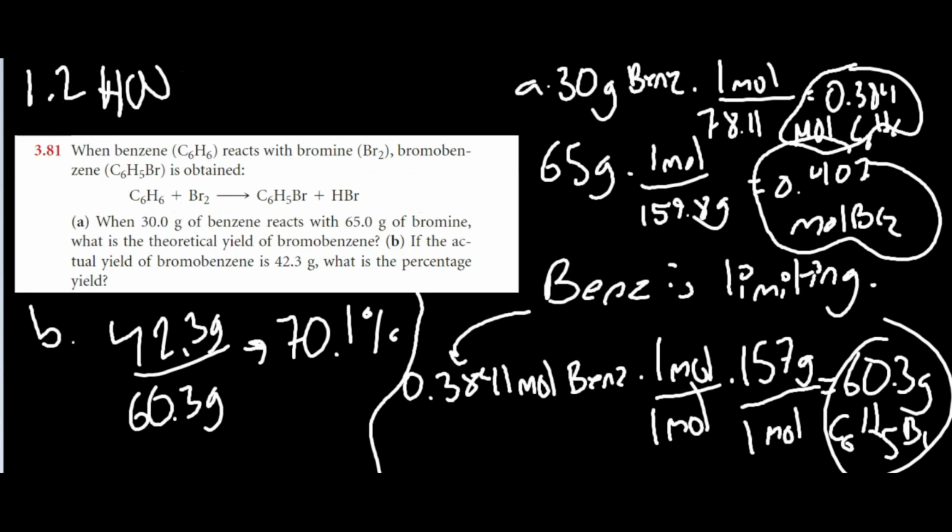Finally, for part B, if the actual yield of bromobenzene is 42.3 grams, what is the percentage yield? Basically just saying, if we actually did this reaction and we got 42.3 grams, what is the percentage yield? This is obviously less than what we thought we would get, but in comparison, how much is that? And we find that that is 70.1%. This is how you calculate your grades. It's just 42.3 divided by 60.3. That gives you your total amount.